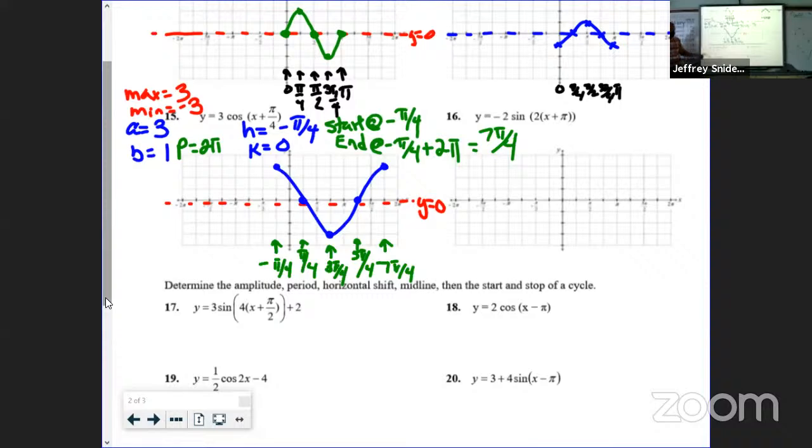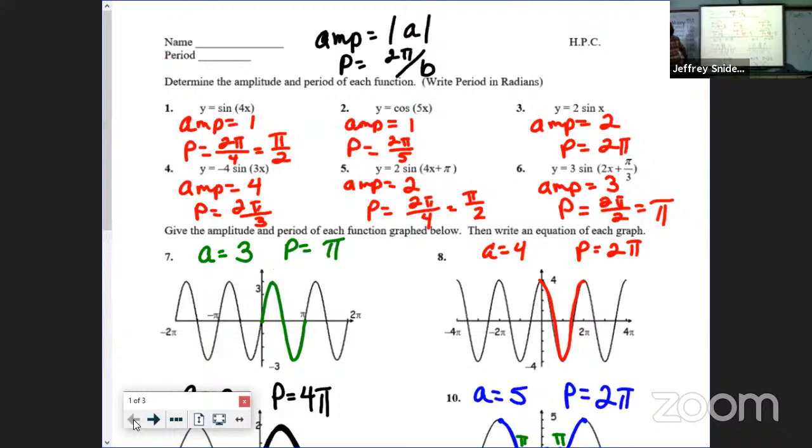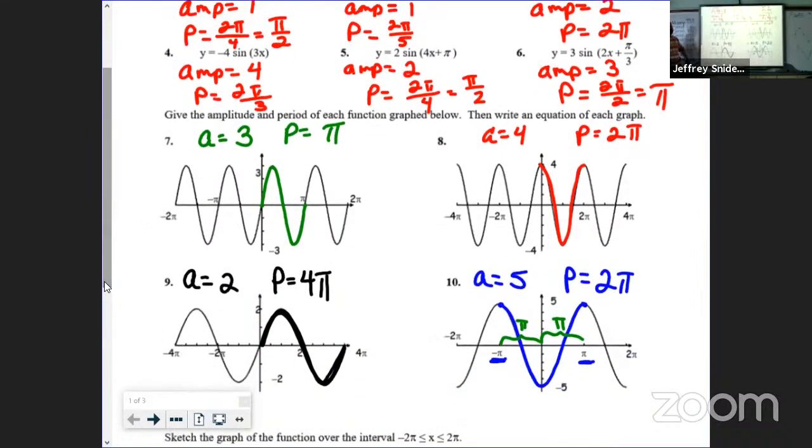Okay, let's go back over here and try to write a function for number 7. Notice I've already highlighted the sine curve I'm going to use for this. I've already got it traced. I know what A is, so I know it's going to start with 3 of what? Sine. That's the way I'm going to write this one. So I literally have to know what is A, what is B, what is H, and what is K.